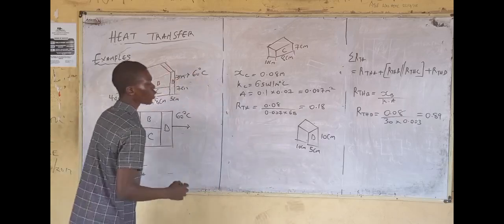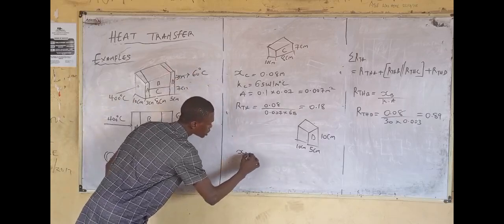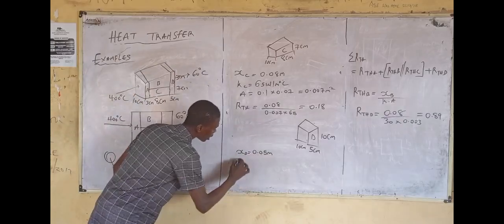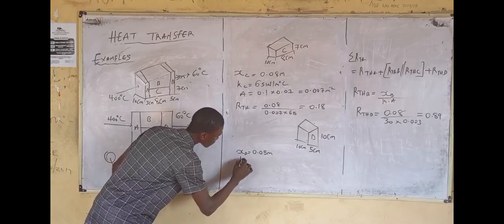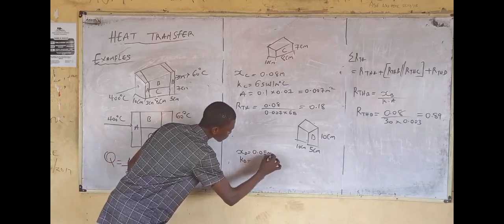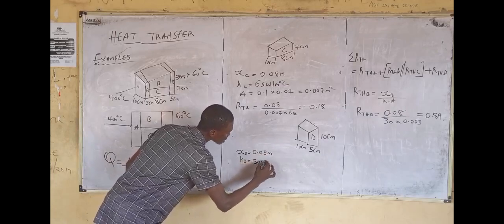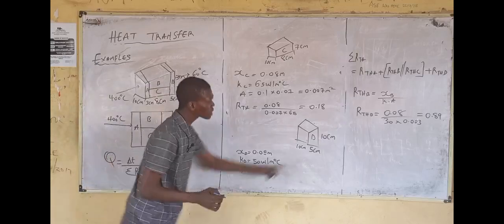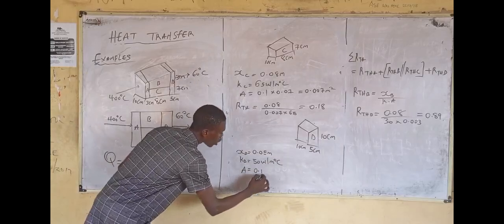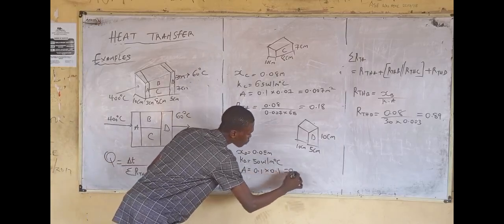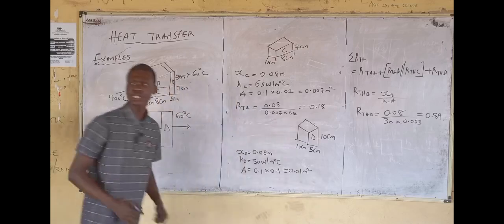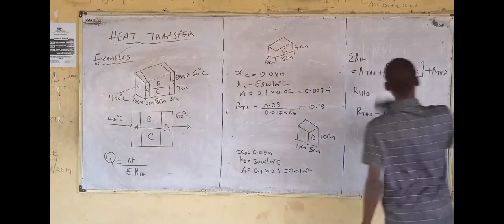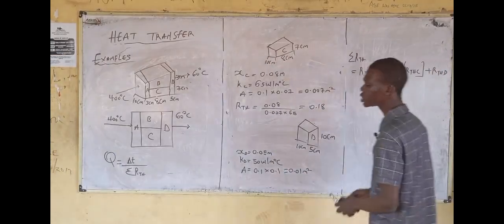Now, we can write that x of wall D is given to be what? 0.05 meter. The k of wall D is given to be what? 50 watts per meter degree Celsius. Now, we can get the area by multiplying this and this: 0.1 times 0.1, then we have 0.01 meter squared, right? Any question on that?